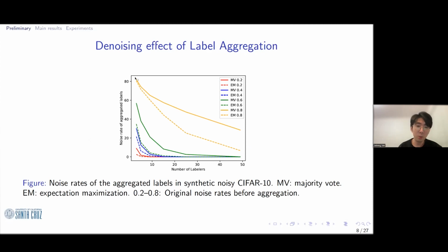As you can see, with the increasing number of labelers, the data quality is increasing, which means the amount of wrong labels is decreasing. So that's why denoising, that's why label aggregation methods are very popular in the literature, because they can indeed reduce the amount of wrong labels in the training dataset.